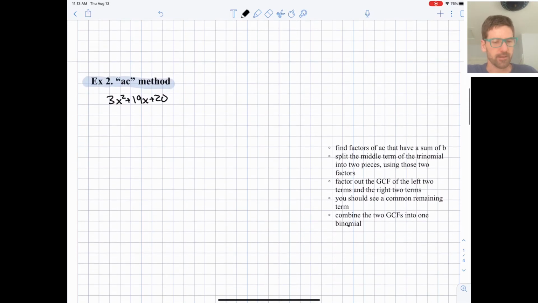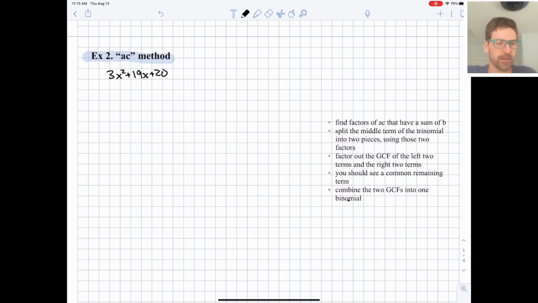Let's do our next method here. This is called the AC method. I've copied the steps over on the right-hand side. We're going to do it with this same problem we just did, 3x squared plus 19x plus 20. So we know the answer to it, but we're going to do it again.